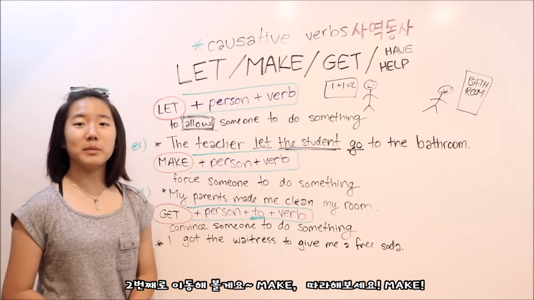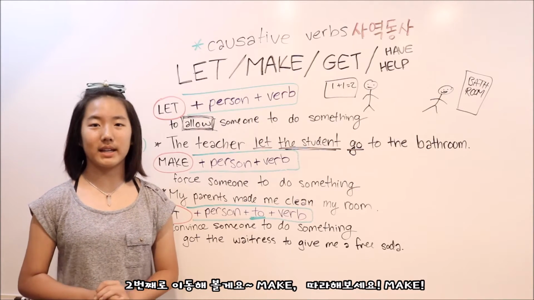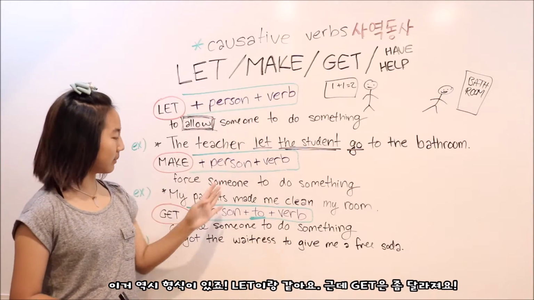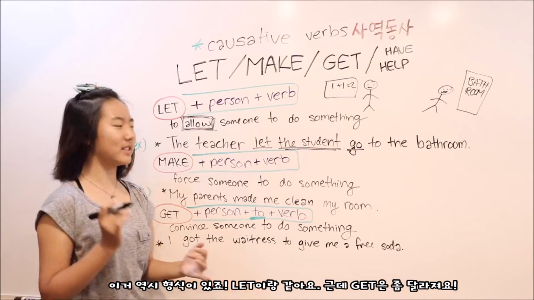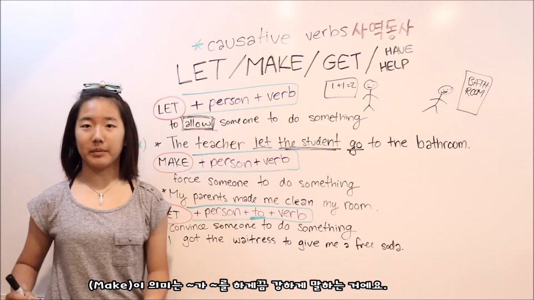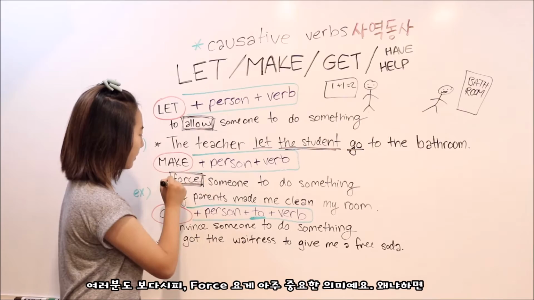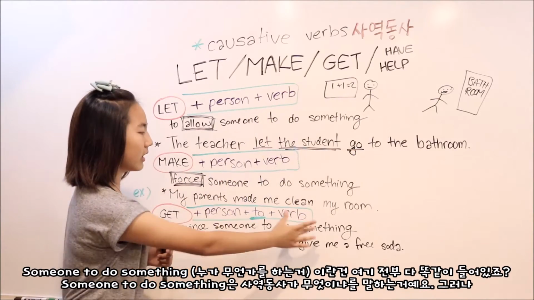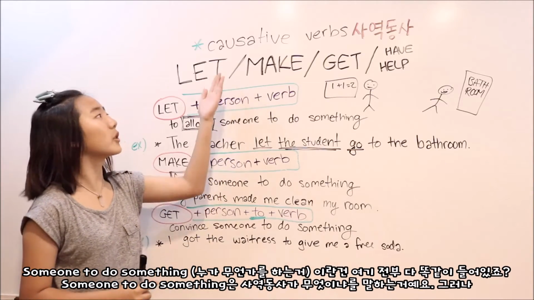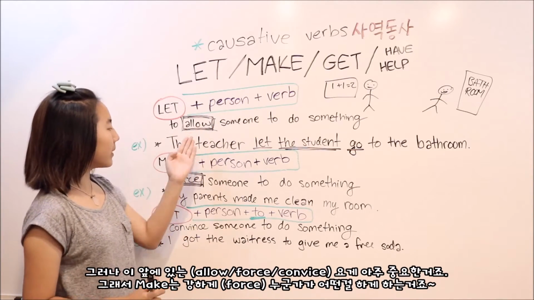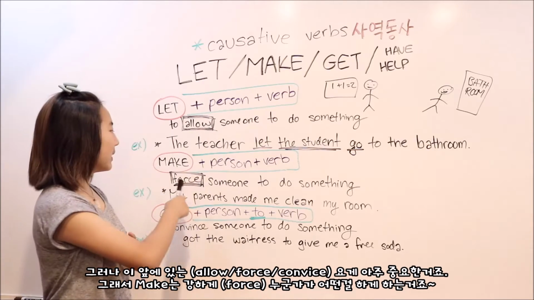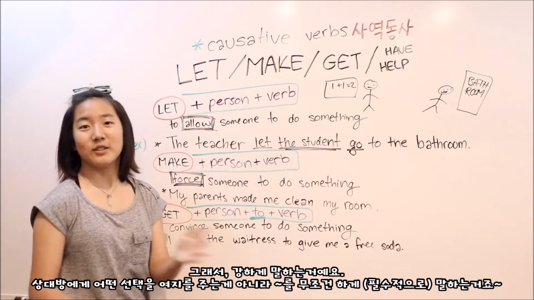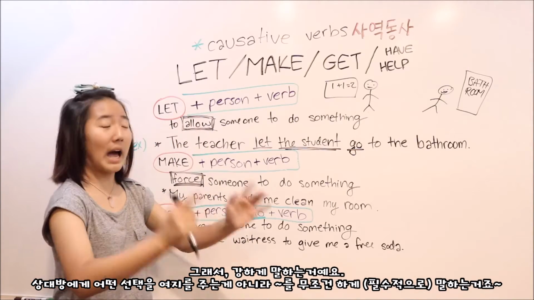Make. Follow me, make. One more time, make. And this also has a format. It's the same one as let, but for get, it changes up a little bit. And it means to force someone to do something. So as you can see, force is the most important part of this definition. Someone to do something is what causative verbs are, but this verb in front is what's very important. So making is forcing someone to do something. You're not giving them any choice, you have to do this.